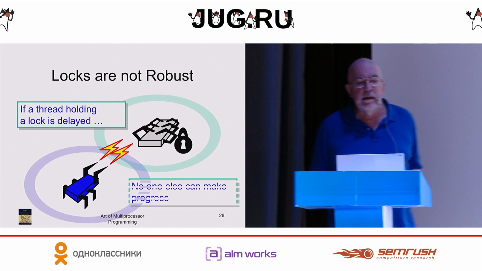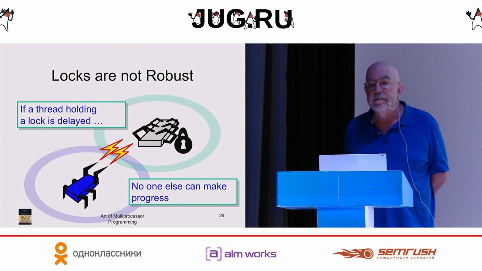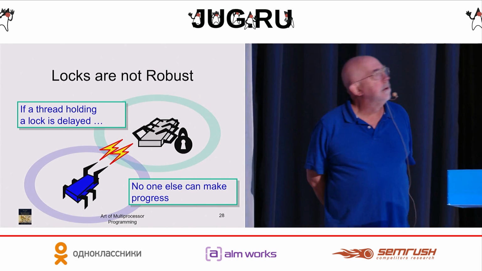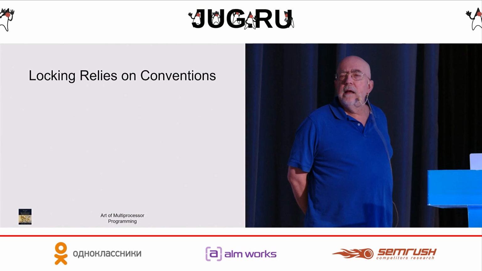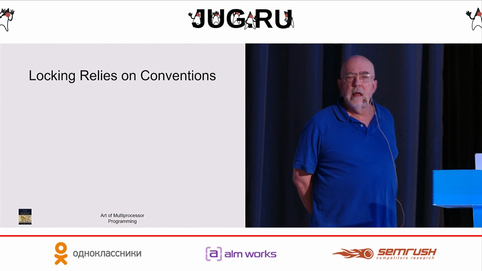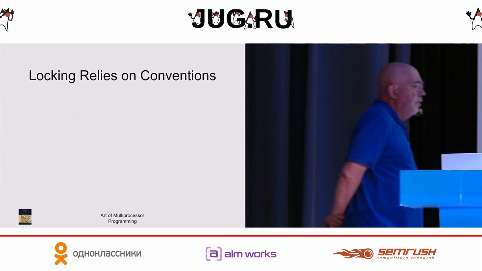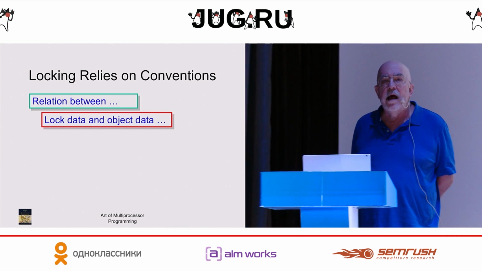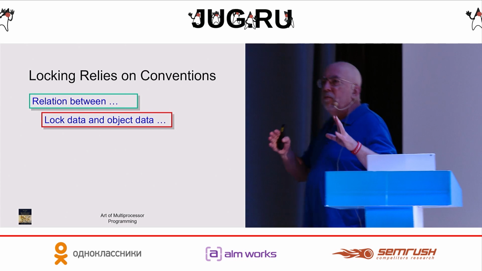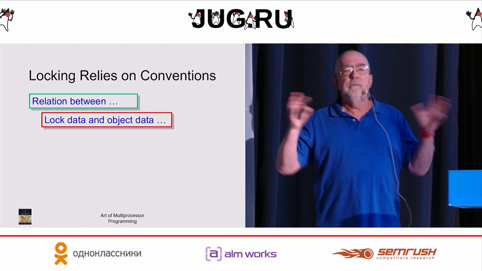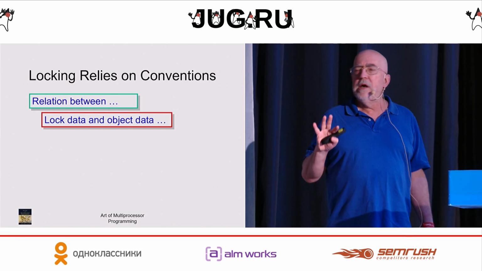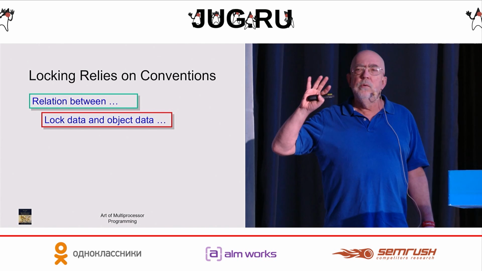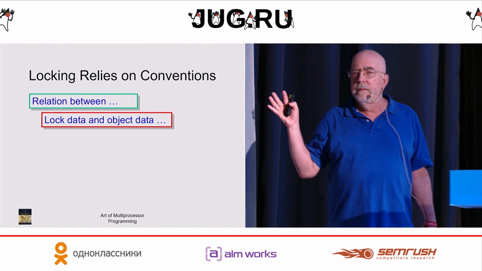So if the thread holding the lock is delayed, no one else can make progress. Now, I'm still not done explaining what's wrong with locks. Another problem with locks is that the relation between the lock data, that byte in memory that tells you whether the lock is free, and the object that it controls exists really only in the mind of the programmer.